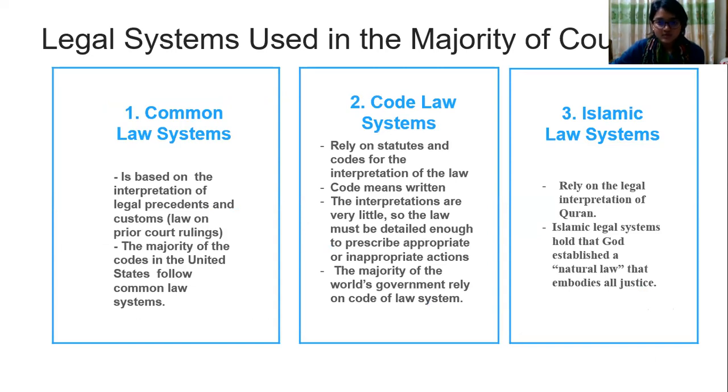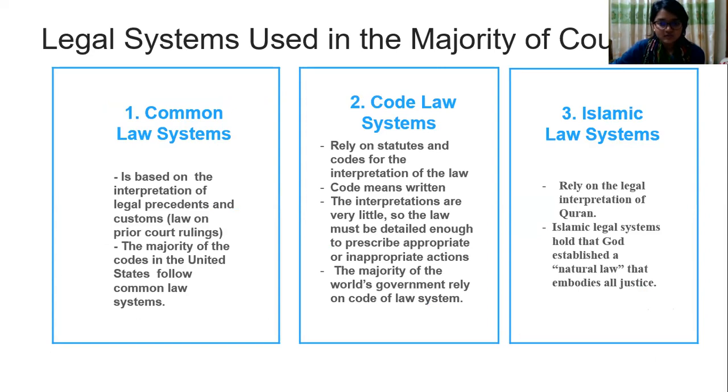Three legal systems used in the majority of countries. Common law systems. Common law systems are based on the interpretation of legal precedents and customs that make law based on prior court rulings. The majority of the courts in the United States follow common law systems.